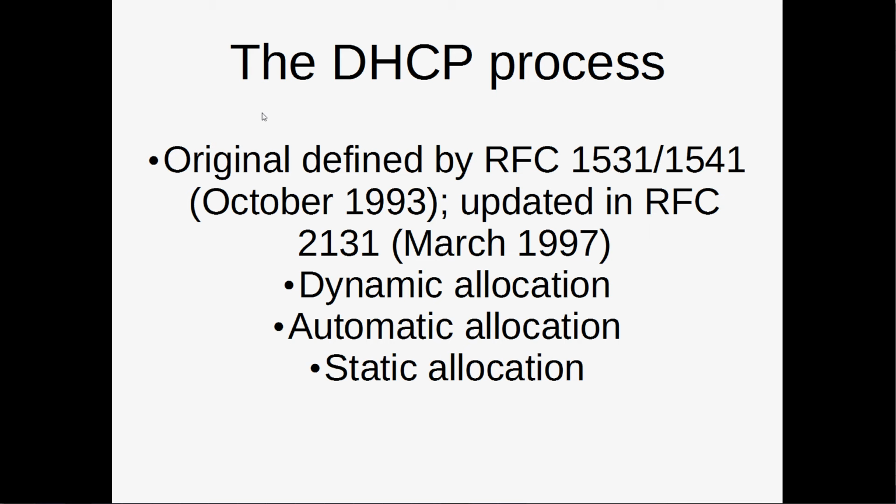And then the third type of allocation is static allocation, whereby some nodes, we want these nodes to have the same IP address all the time. For example, a resource, say a printer, an FTP server or web server. We don't want these resources to be assigned different IP addresses, so that we would have trouble locating them.